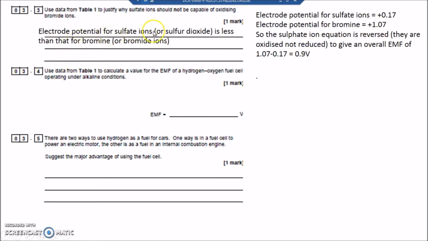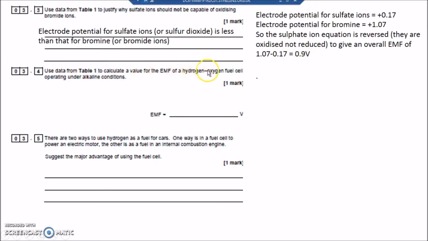So the electropotential for sulfate ions is less than that of Br, and because it's less than that, this would be the one that would be oxidized and go to the left hand side, to give minus 0.17 plus 1.07, which gives a positive value, a positive EMF overall.